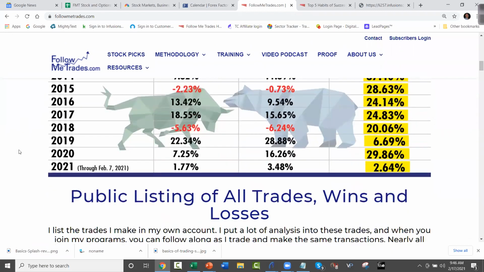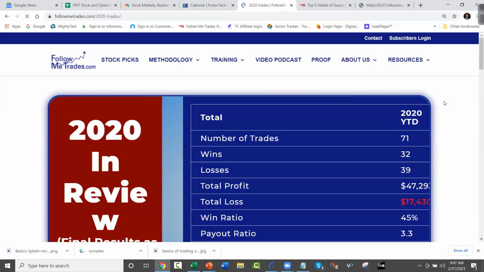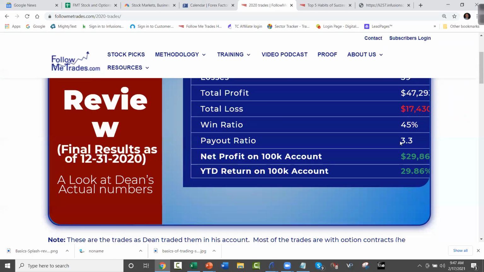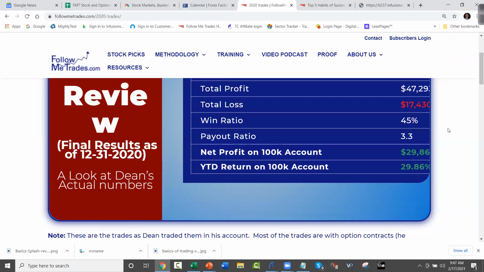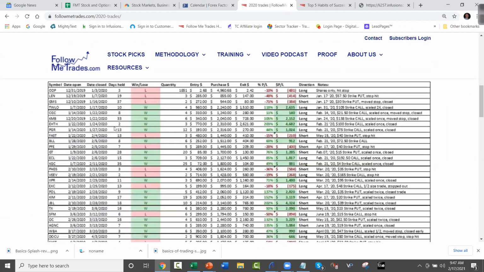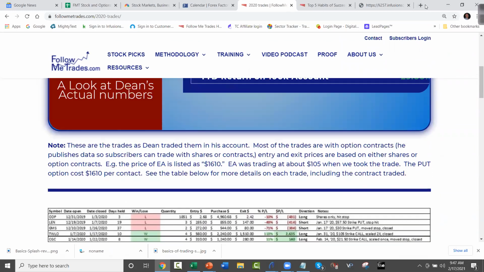We're beating the indexes. And if you look at 2020, right, what made up those numbers? Here's my trading statistics, right? My win ratio was a little bit low last year, but my payout ratio was 3.3 to 1. My average winner was way bigger than my average loser. And there's a listing of every single trade I took. Symbol, the date I got in, date I got out, whether it won or lost, how long I was in it, details. So yeah, that's what I'm doing.